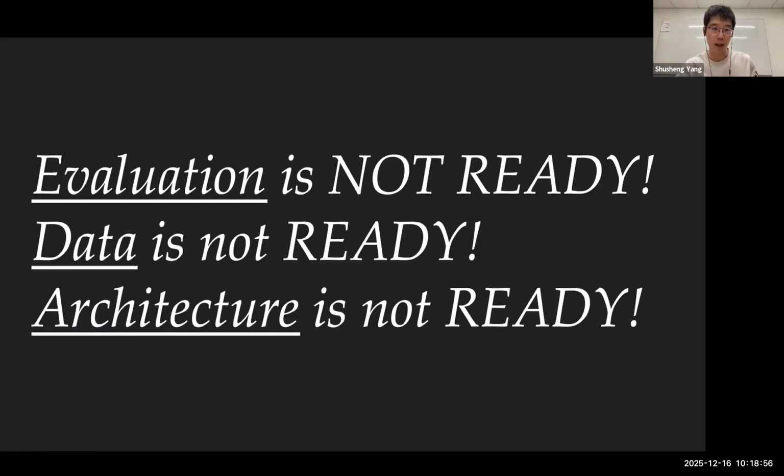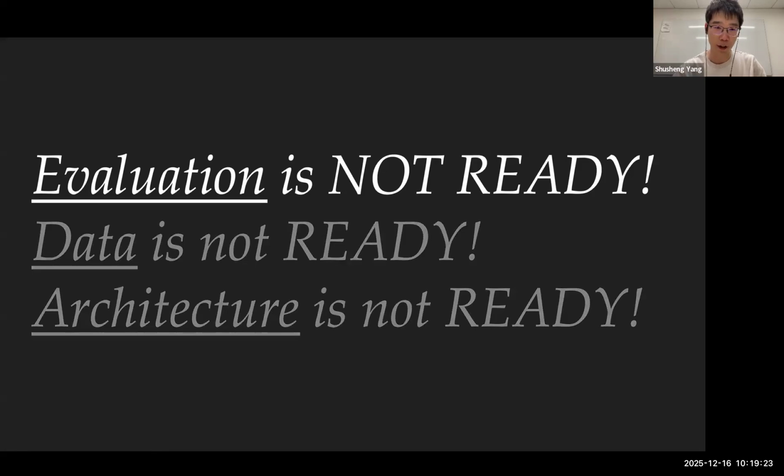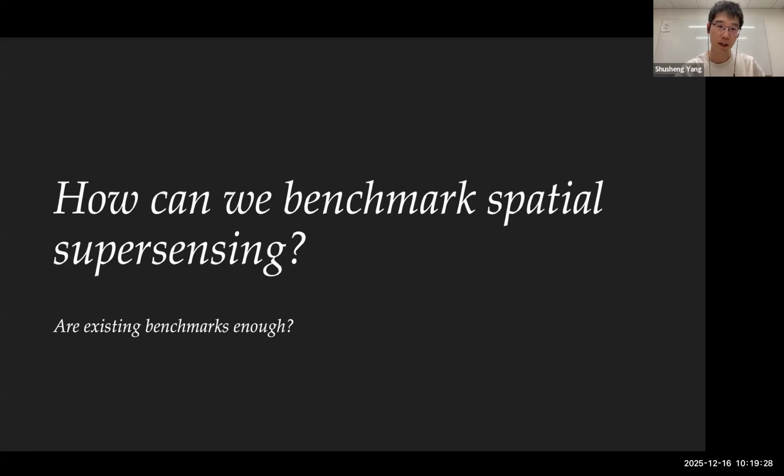In the following, we will talk about the current stage of evaluation, data, and architecture for this supersensing task. We found that none of the evaluations, data, or architectures are ready for building a real supersensing video model. In the following, we will delve into the details one by one. So the first question is, how can we benchmark spatial supersensing? Are existing benchmarks enough or not?